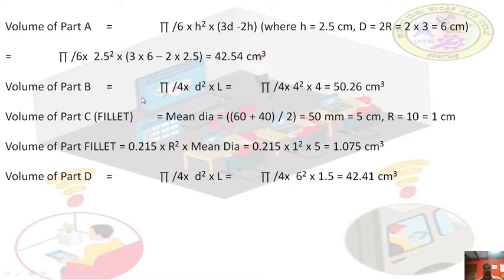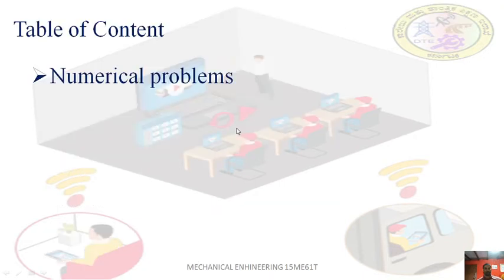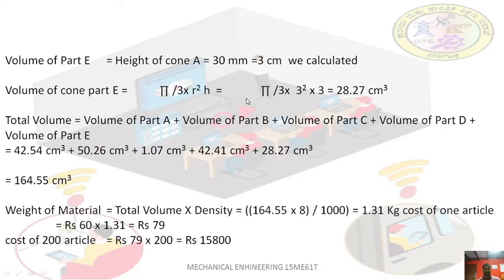The volume of part B: part B is a solid cylinder of diameter 4 centimeter and length also 4 centimeter. So pi d square by 4 into L, where d is 4, d square is 4 square, and the length is 4, so that will become 50.26.